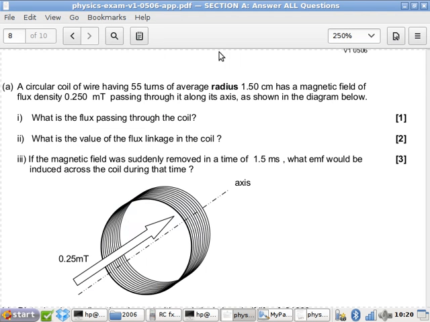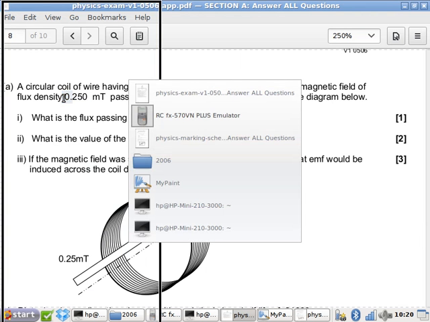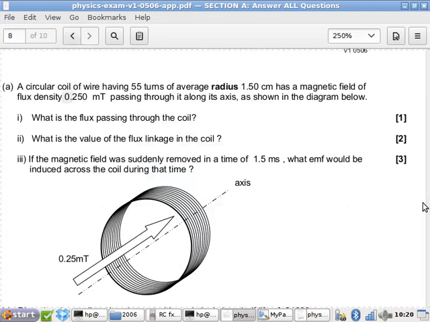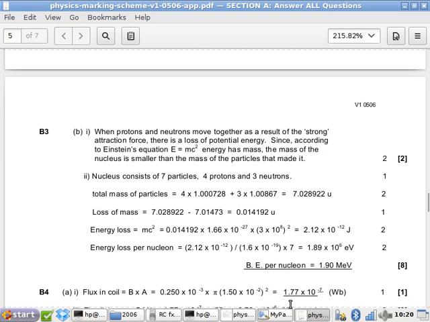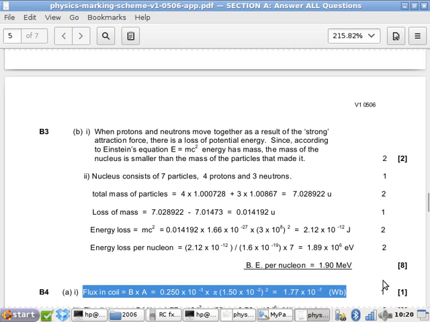Now, I wonder if there's a typing mistake in this question. I wonder if they meant to say 250 and not 0.250 millitesla. Because 0.250 millitesla is nothing. It's not even 1 millitesla. So I'll check the answer to see if they screwed it up. No, they didn't. It really is that small. 1.77 times 10 to the minus 7 Webers. Here, the bottom line. No, because it's not an energy, so we can't use electron volts.